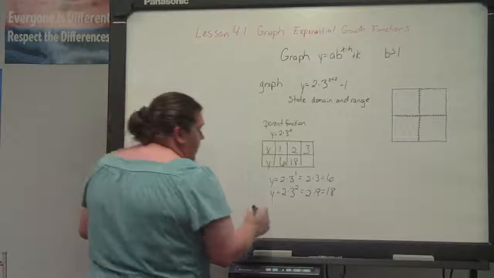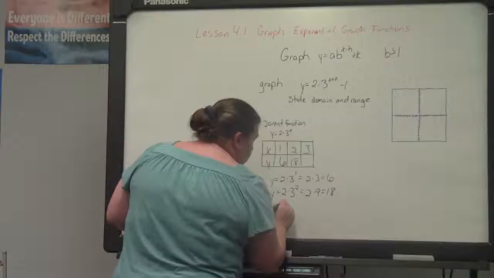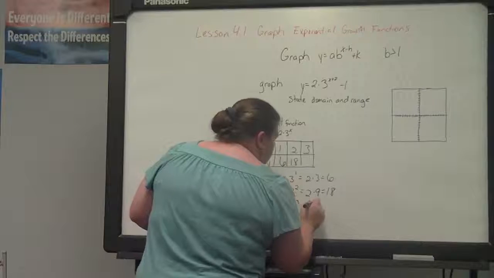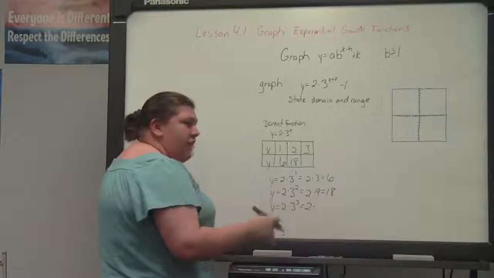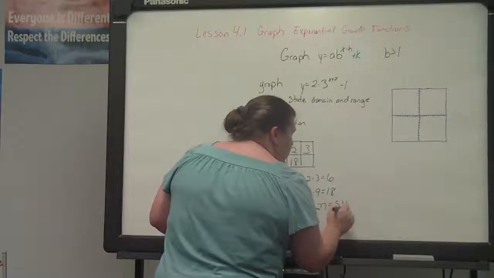And then my last one is 3 cubed, to the third, so 2 times 3 cubed. And again, 3 times 3 we found was 9, times 3 gives us 27, and so that's going to give us 54.